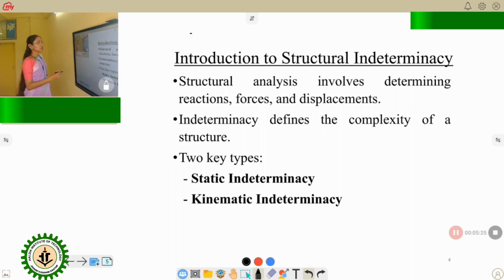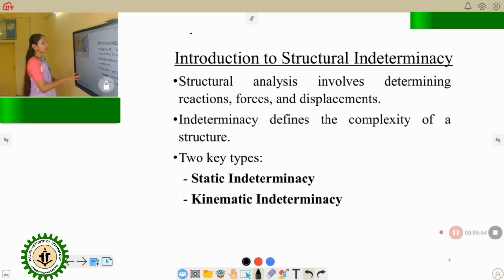Now, the indeterminacy defines the complexity of a structure. Obviously, the more unknowns there are, the more complex the structure is. If the unknowns can be solved using those equations, then the structure will be easily solvable. But when the unknowns are more, the structure will not be easily solvable simply using these equations. Therefore, we have to go for a more complicated process to solve the unknowns. That means the higher the indeterminacy, the more complex the structure is.